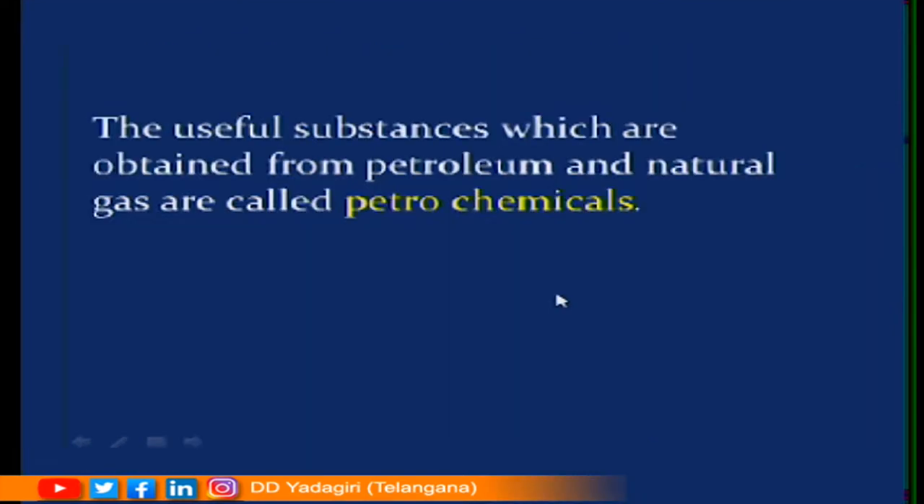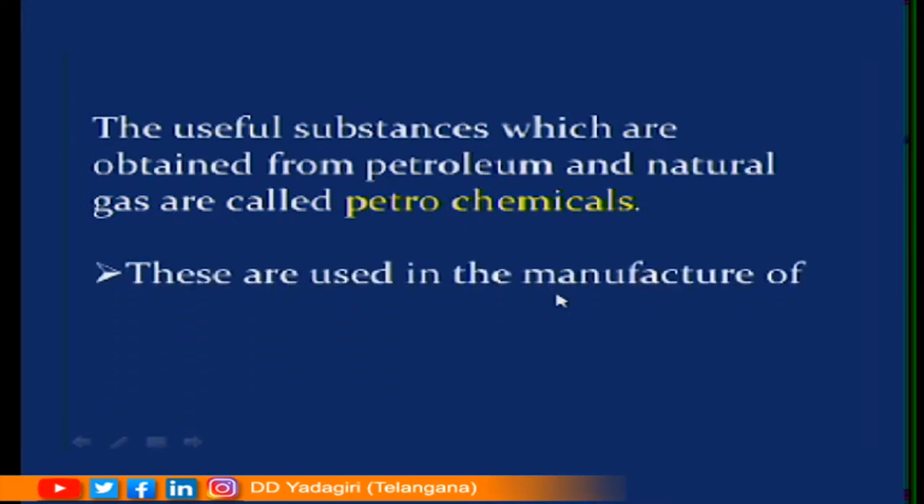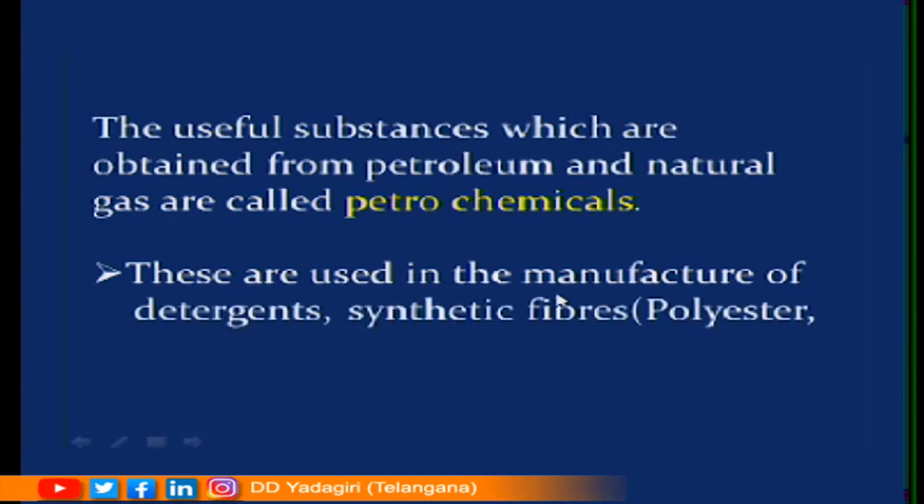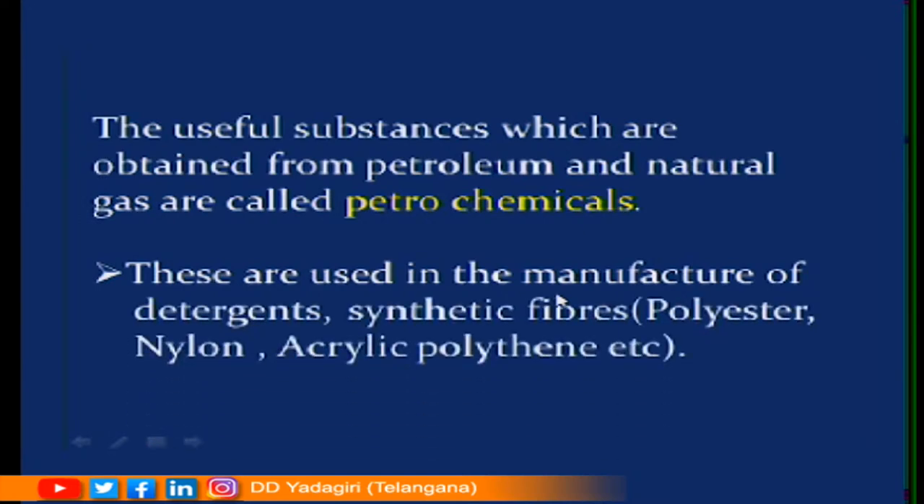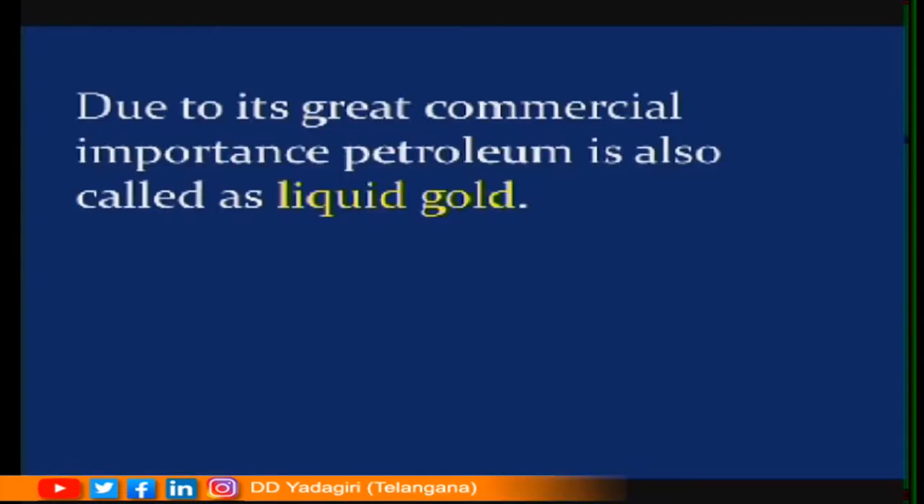Now, the useful substances which are obtained from petroleum and natural gas are called petrochemicals. These are used in the manufacture of detergents and synthetic fibers such as polyester, nylon, acrylic and polythene, etcetera. All these synthetic fibers are nothing but petroleum products. Due to its great commercial importance, petroleum is also called liquid gold.